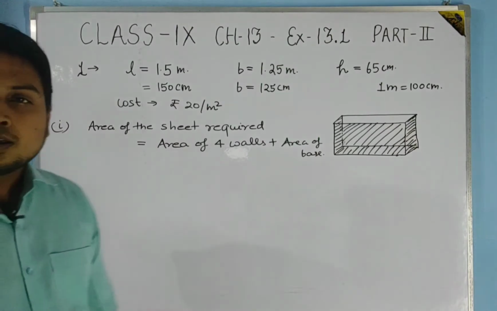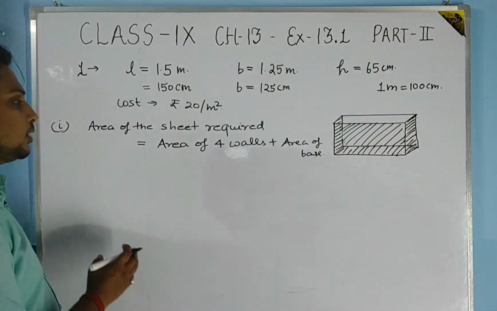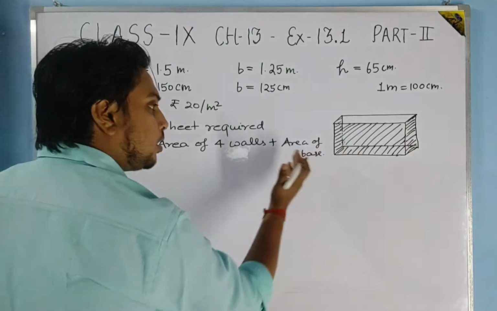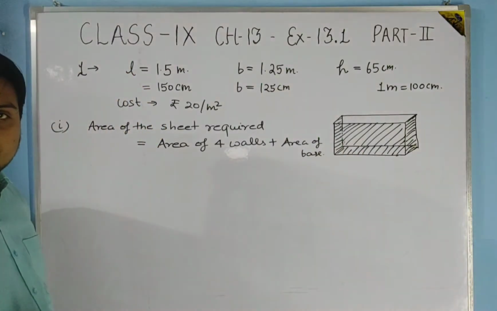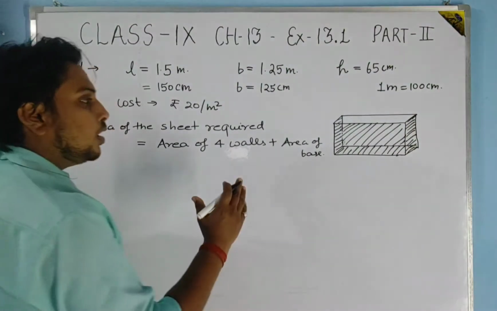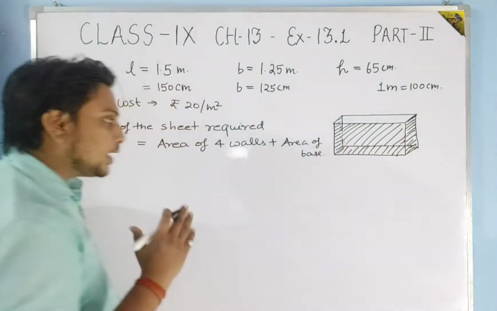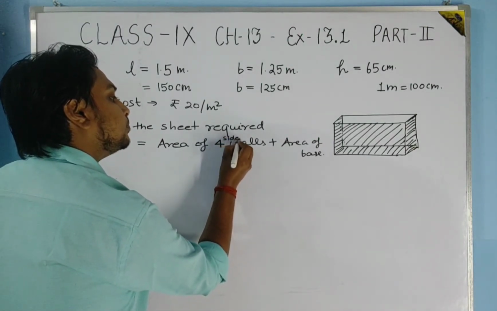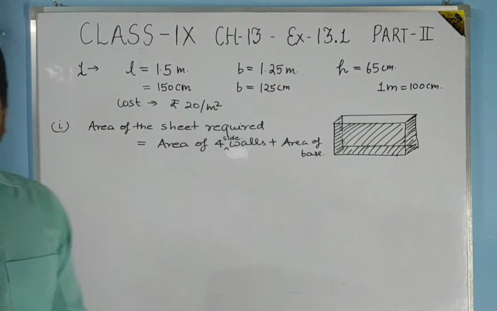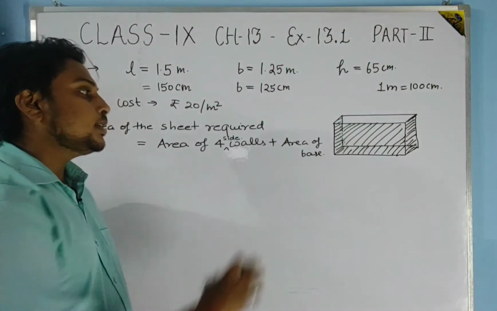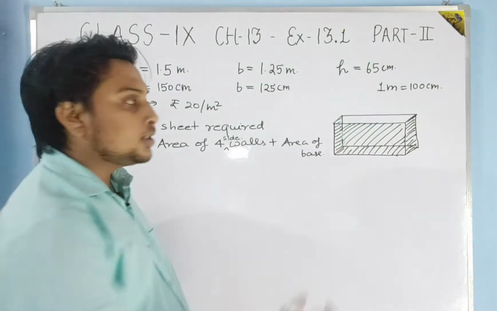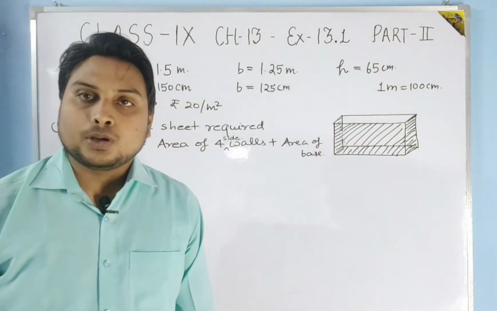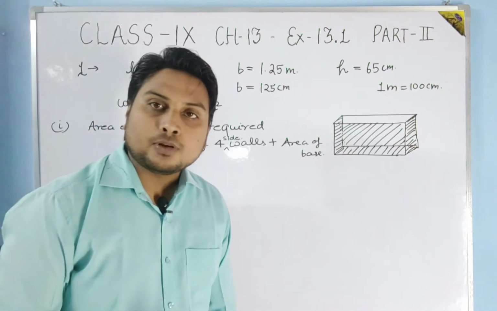Okay students, this concept you have to understand. We have to find the area of the sheet required to cover this box. So that will be equal to the area of 4 side walls plus area of base, because the area of the top will not be counted because the box is open from the top.